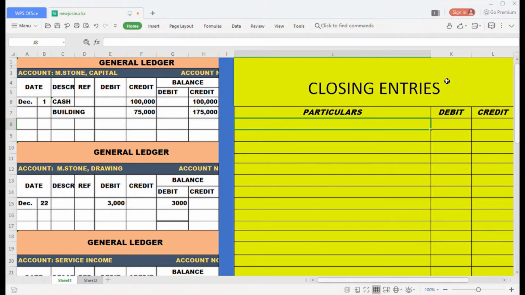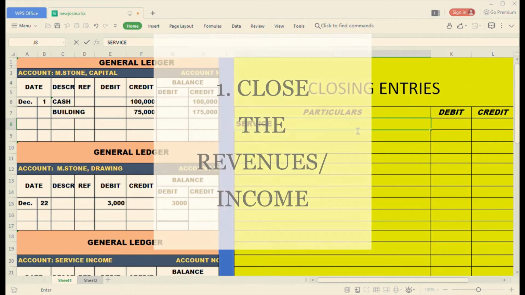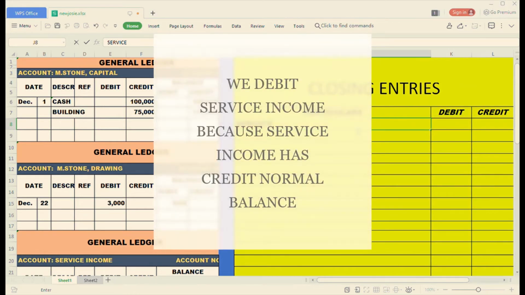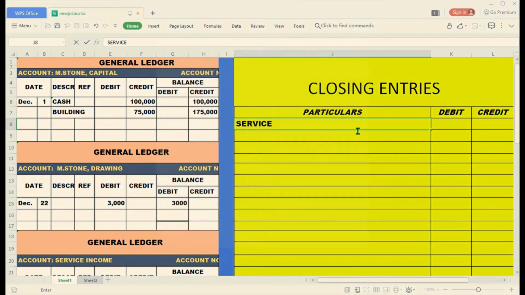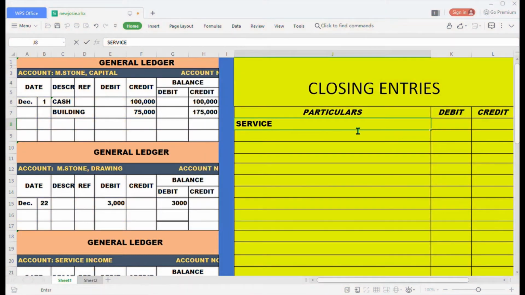So let's start. We close the revenues or service income. So we debit service revenue. Why do we debit the service income? Because service income has a credit normal balance. So we have to debit it to make it zero. Okay? So this is service income, credit income summary. So how do we get the amounts for this?